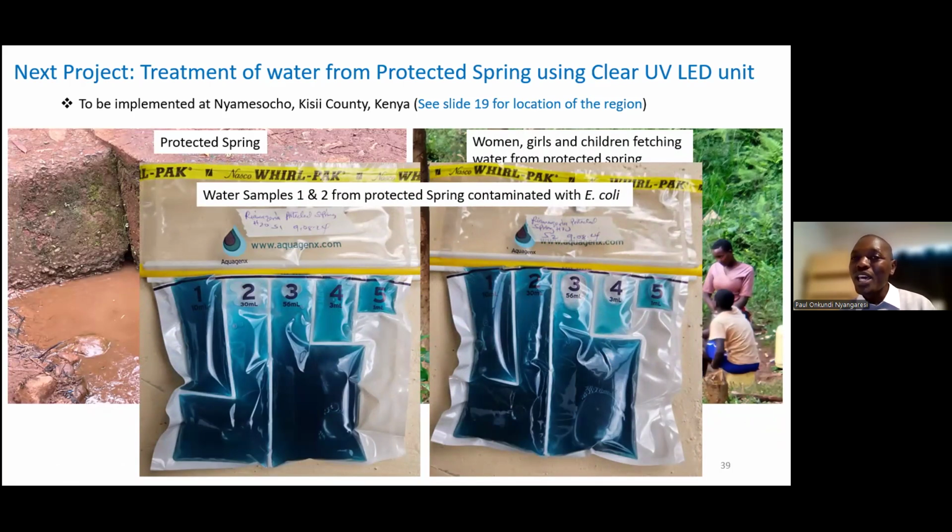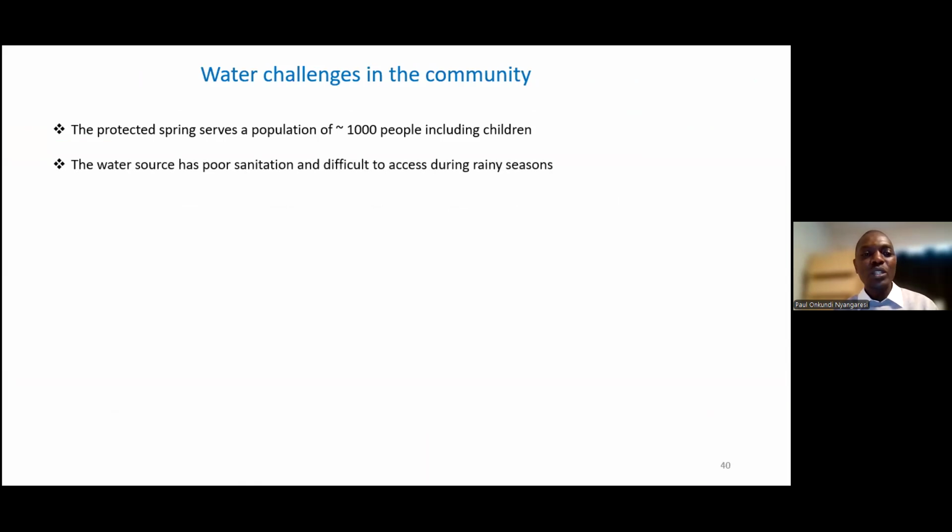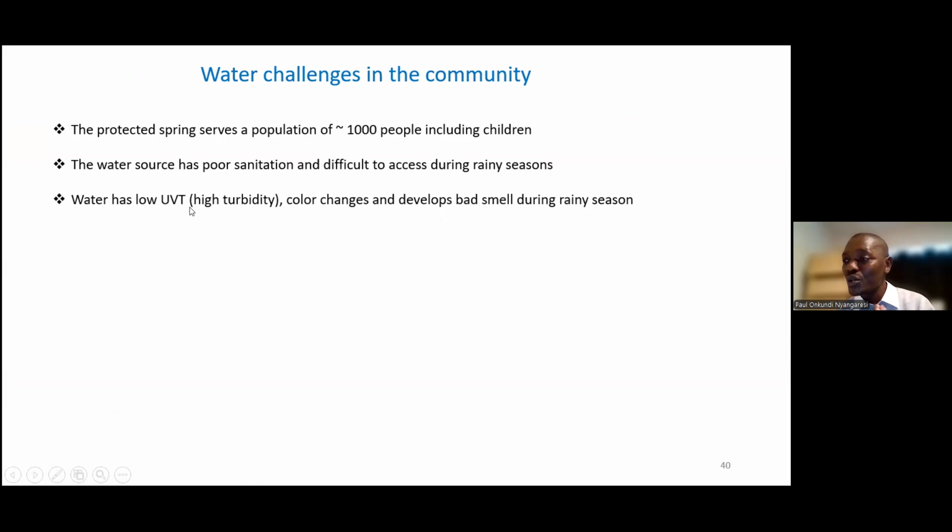And to solve this, we are intending to bring in the new technology, that is the UV LEDs. And that question, going back to our topic, is: are UV LEDs viable in these communities? Water sources in this community are very poor, and there is also very difficult access during the rainy seasons. Another thing is the UVT, which I said is so crucial for UV disinfection. The variability of the UVT is very high, meaning the UVT is very low, and there is color change and bad smell during the rain season. So how can we solve this problem for this community? And the other thing is the flow rate reduces drastically during the dry season, as you saw in that diagram which I showed you.